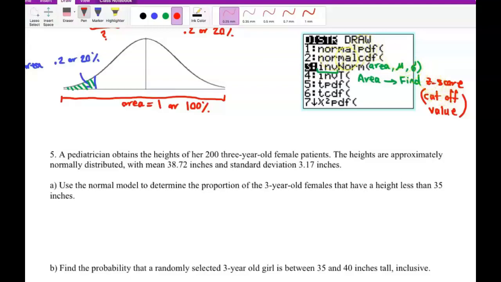And on the previous part, we used normal CDF, and we entered lower, upper, mean, standard deviation. And this was when the z-score is given and we need to find the area. So for this part, the z-score was given, so find area.